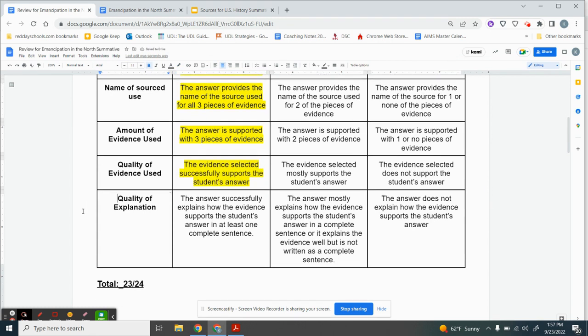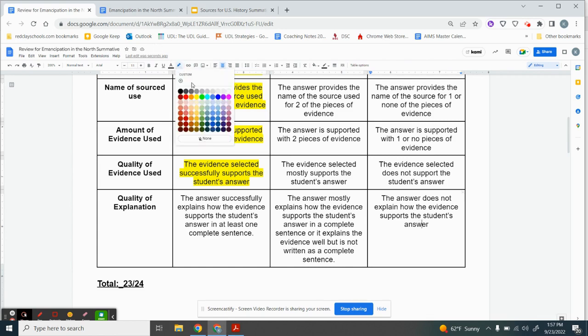What about the explanation? Do all of those explanations support the student's answer in at least one complete sentence? Do the answers support the answer but not in complete sentences? Or are we missing good support entirely? Yeah, I think this student scored a 4 here as well, which means that this one was a perfect 24 out of 24. This is a 100%. That's what a 100% will look like on your test. Let's keep looking at some more examples.